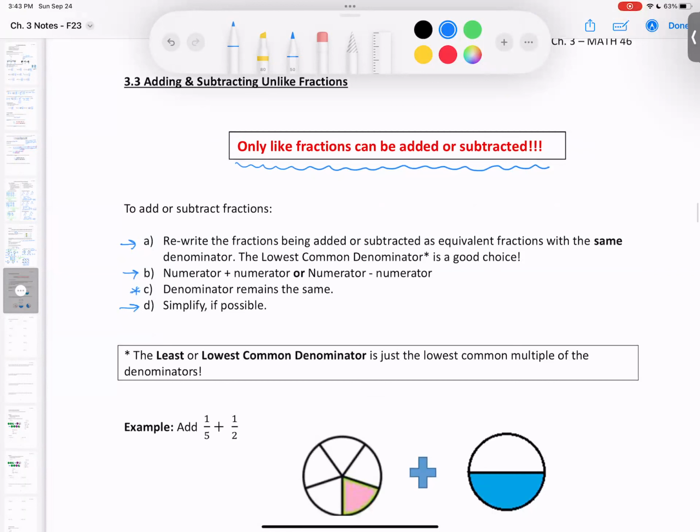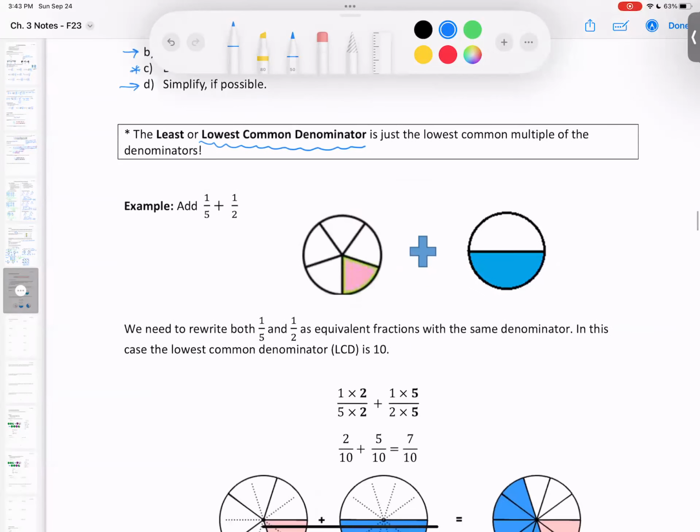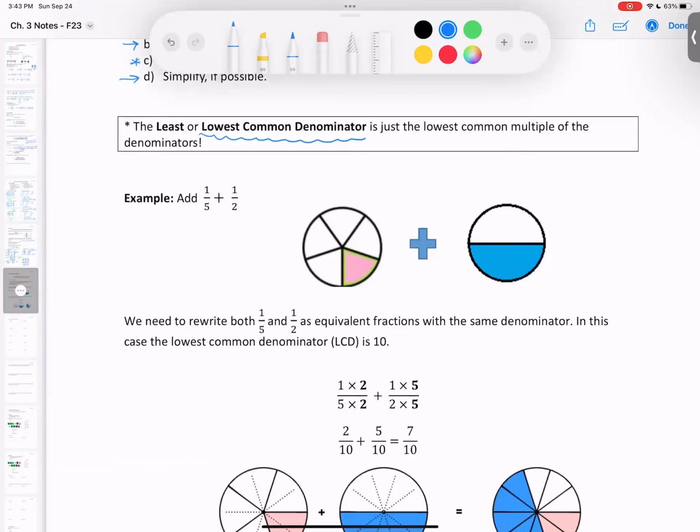Just a reminder, the least or lowest common denominator is just the lowest common multiple of the denominators. So in this first example, our denominators are 5 and 2, and so 10 is going to be the lowest common denominator of those two fractions. I kind of gave away my punchline, didn't I? All right, so we've got these two unlike fractions we want to add: 1/5 and 1/2. And just visually looking at it, it would be hard to do, right? It's hard to imagine that.